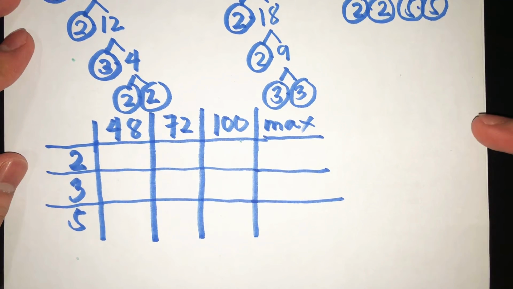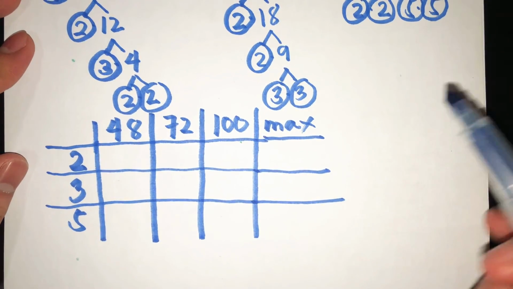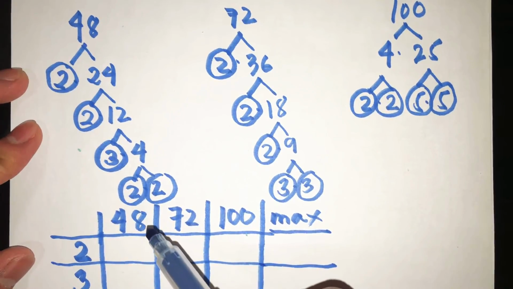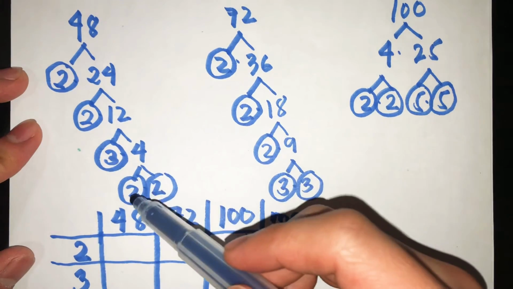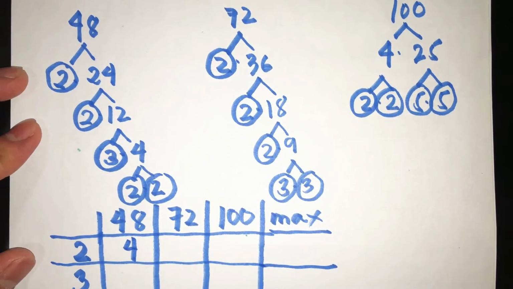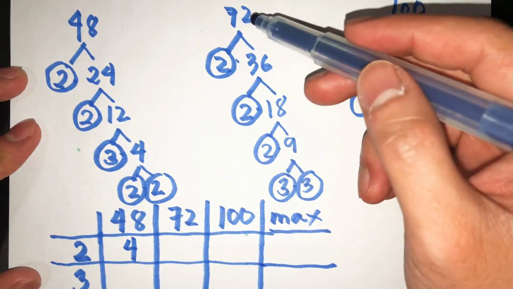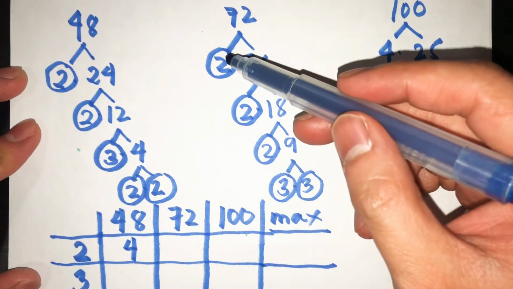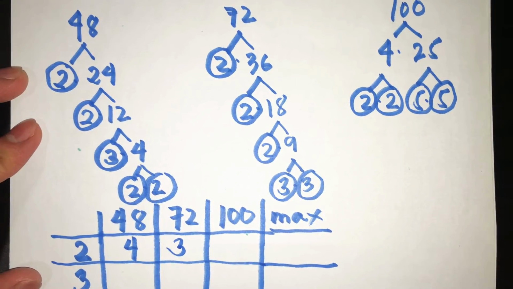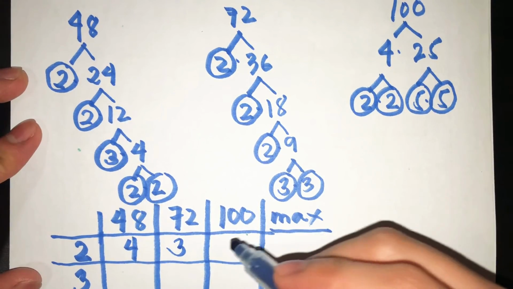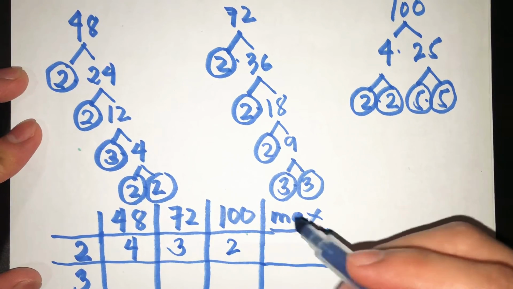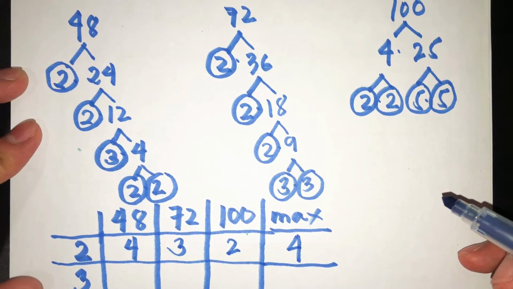Okay, now let's check. For number 2, how many times does it appear in 48? It appears 1, 2, 3, 4. So we write here 4. Then for 72, it appears 3 times: 1, 2, 3. Then for 100, it appears twice. So the maximum number is 4. Okay?